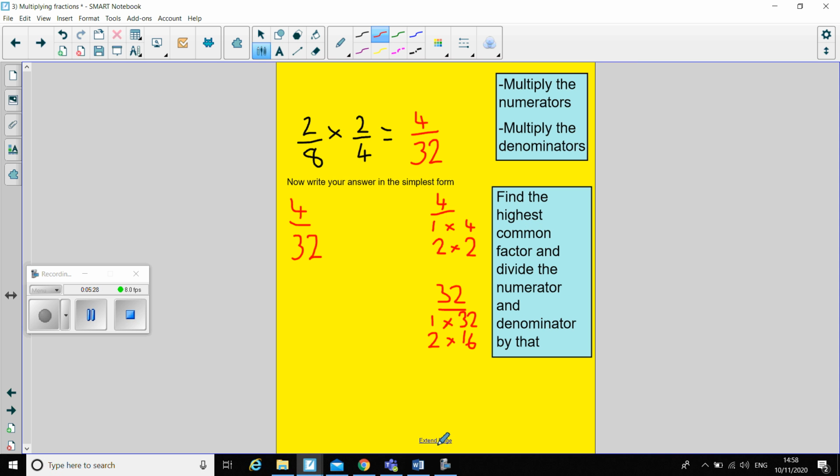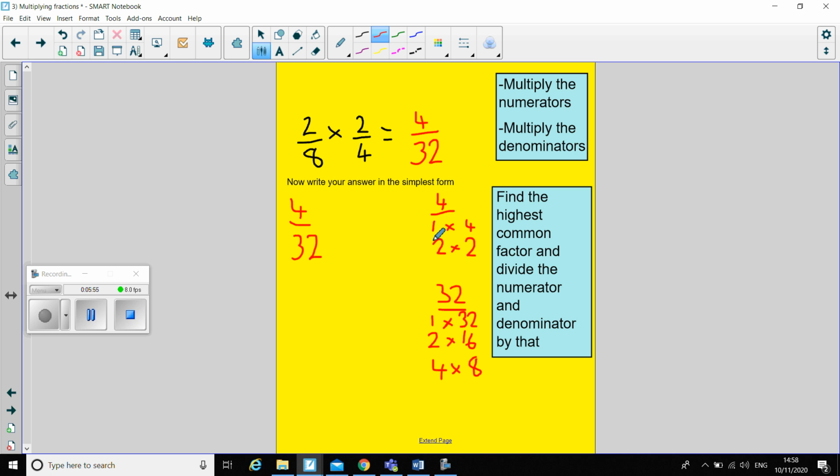I'm going to extend my page. I can't do 3 times anything to give me 32. It doesn't work. 4 times 8 would give me 32. I can't do 5 times anything to give me 32. 32 isn't in the 5 times table. It's not in the 6 times table. It's not in the 7 times table. It is in the 8 times table, but I've already got that there.